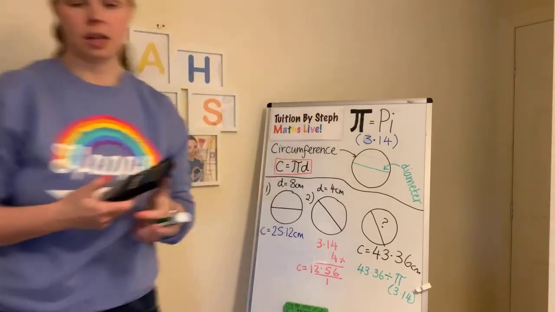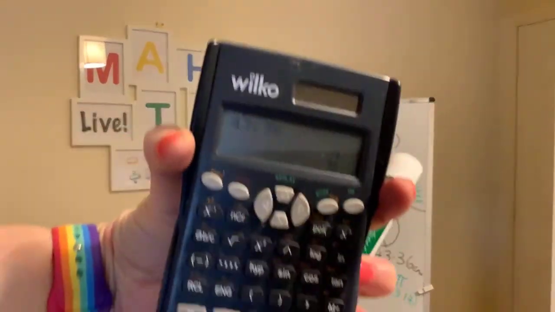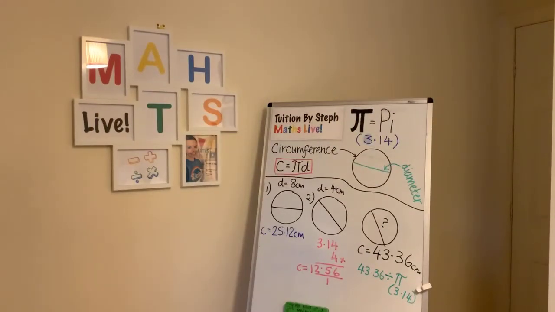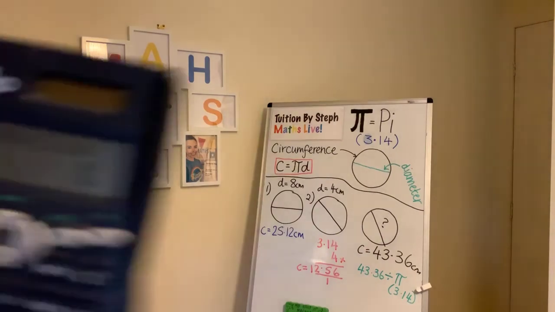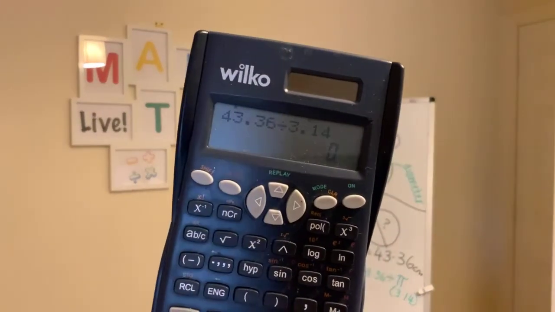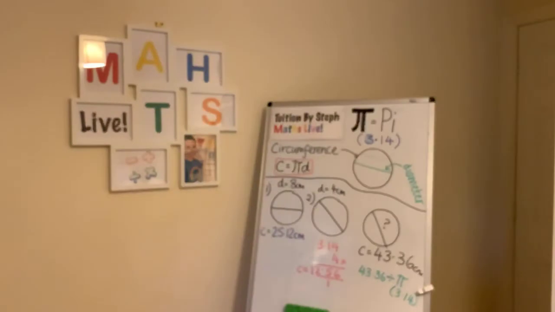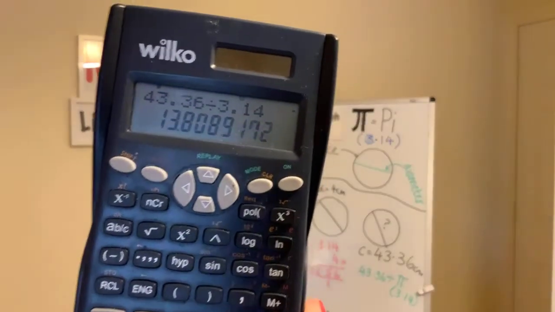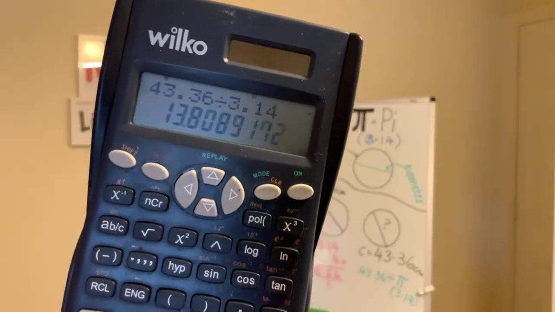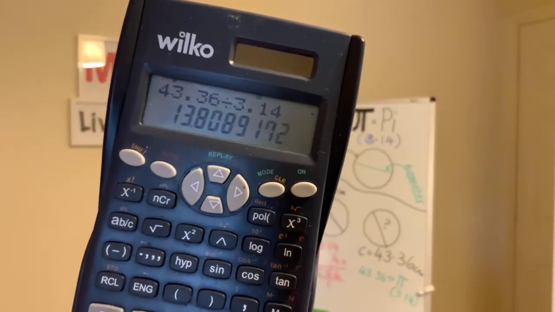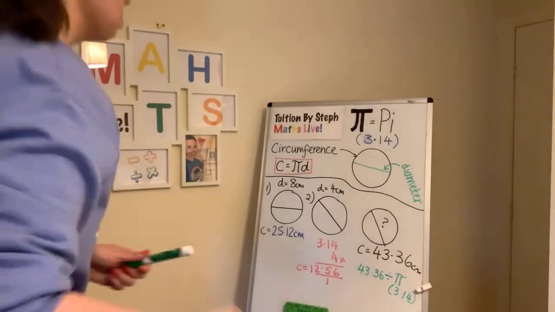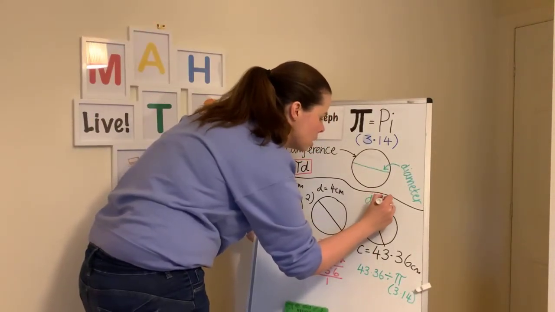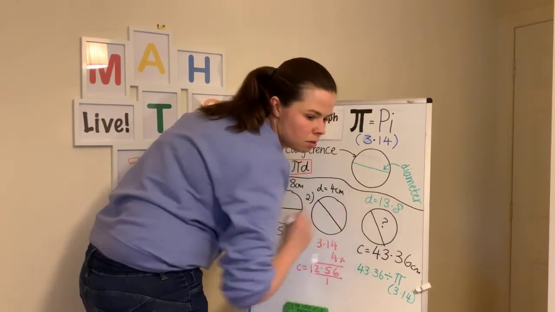43.36. See if we can see it. There you go. 43.36 divided by 3.14. I'm not going to put pi, I'm just going to put 3.14. If you put pi, that's fine. Divided by 3.14 equals, whew, that's a big number. But you don't have to put the whole thing. 13.8 will do. Round it to 1 decimal place. So the diameter equals 13.8.